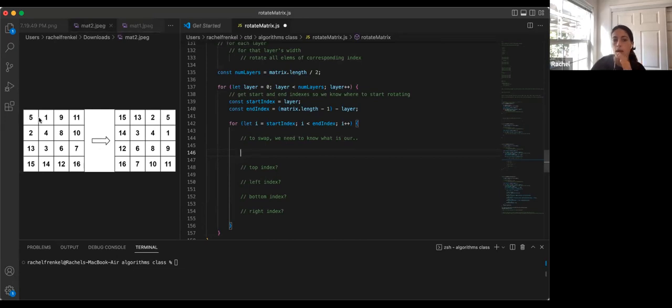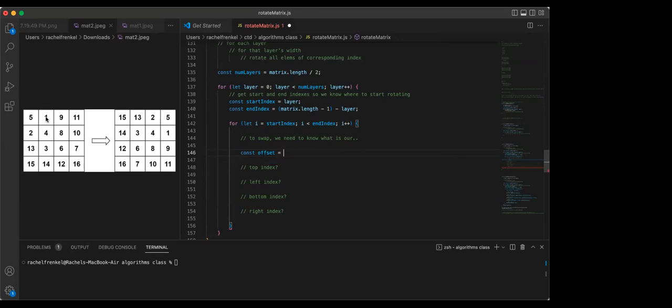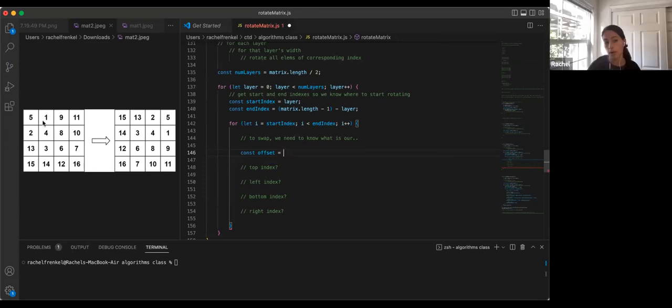Okay, in our row, what is the offset from the start that we're at? So that offset is going to be, any ideas? 1? Well, if it's always 1, that would always get us here, right? So here the offset is 0, here it's 1, here it's 2, here it's 3. But that's because our start index is 0 and our end index is 3.